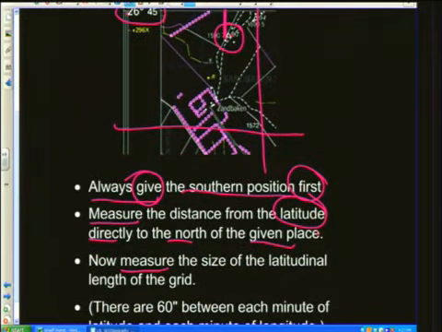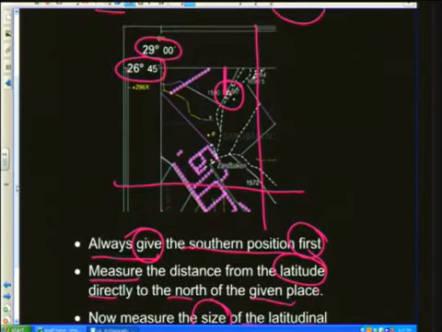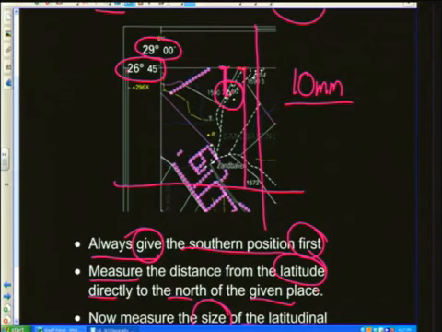Now measure the size of the latitudinal length of the grid. In this example, let's go back to our grid. It is the distance or the size between two lines of latitude. So simply put, if the distance between the line of latitude, 26 degrees and 45 minutes, and trig beacon 97 was, for example, 10 millimeters, this would be divided by the total distance between two lines of latitude.